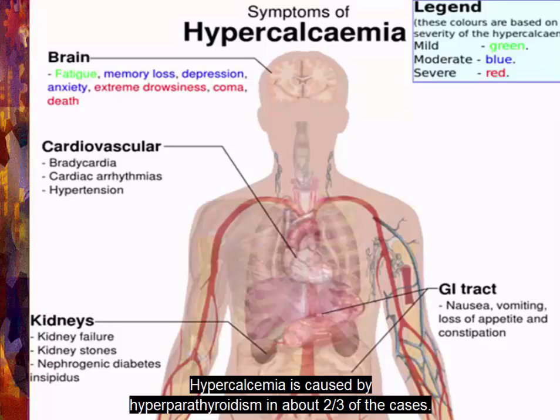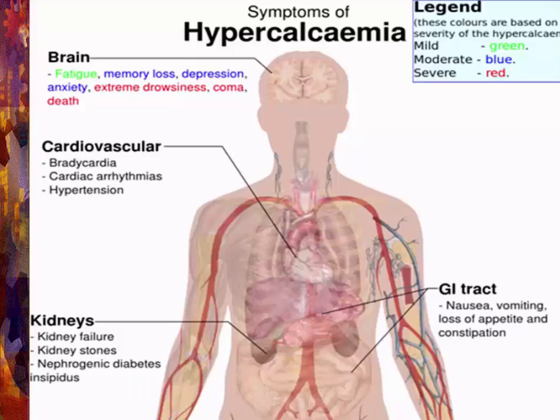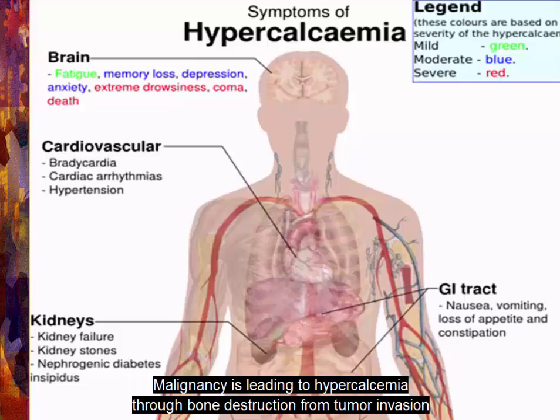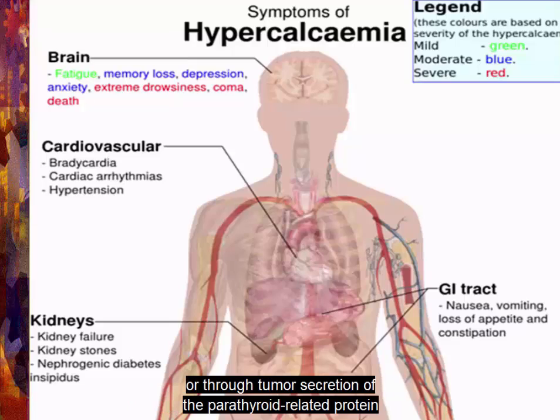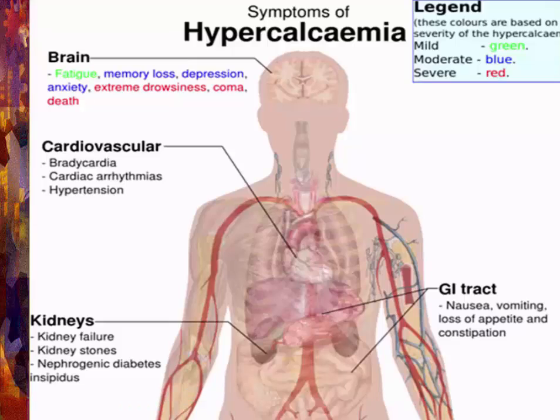Hypercalcemia is caused by hyperparathyroidism in about 2/3 of the cases. Malignancy, especially from myeloma and breast, lung, and kidney cancers, causes the remaining third. Malignancies lead to hypercalcemia through bone destruction from tumor invasion or through tumor secretion of the parathyroid-related protein, which stimulates calcium release from the bones.